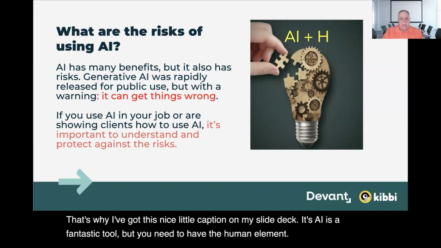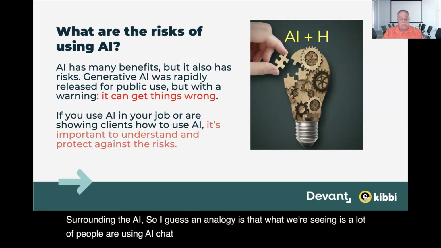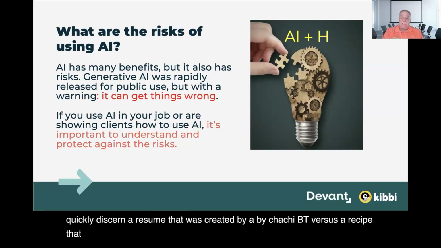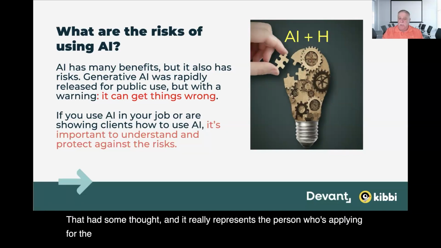So I guess an analogy is that what we're seeing is a lot of people are using AI, ChatGPT, to create a resume. However, employers can quickly discern a resume that was created by ChatGPT versus a resume that had some thought and really represents the person who's applying for the job. Han, what do you think of that?